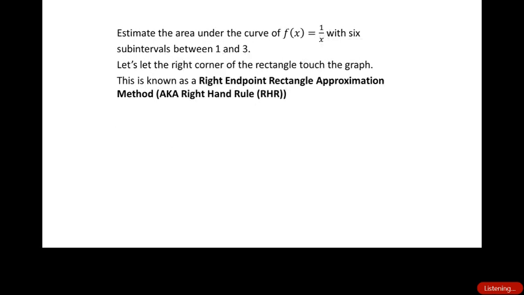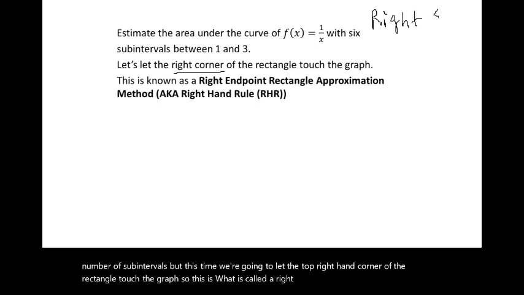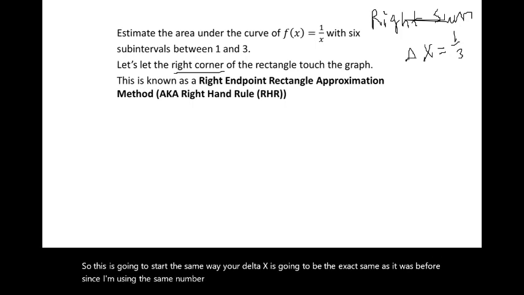All right, so for this next one, we're going to take the same function, the same interval, same number of subintervals, but this time we're going to let the top right-hand corner of the rectangle touch the graph. So this is what is called a right Riemann sum. So this is going to start the same way. Your delta x is going to be the exact same as it was before, since I'm using the same number of rectangles, the same interval, etc. So your delta x is still 1/3.